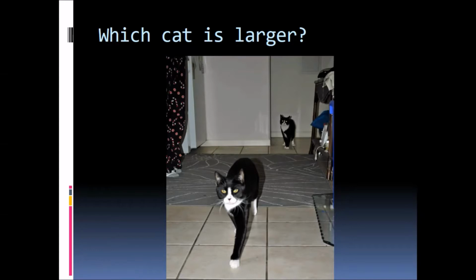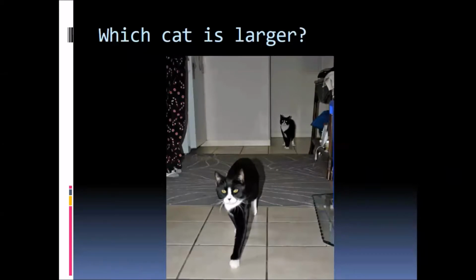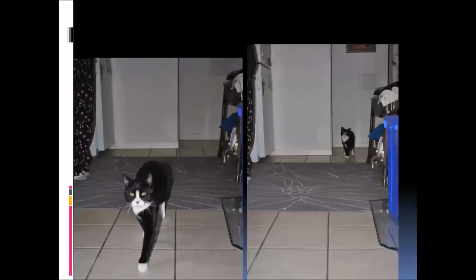Okay, so let me tell you which cat is larger. The fact is, it is the same cat. Even though he looks smaller in the back, the cat is still the same size. So this is what perspective is. Perspective means that something that's far away will appear smaller.